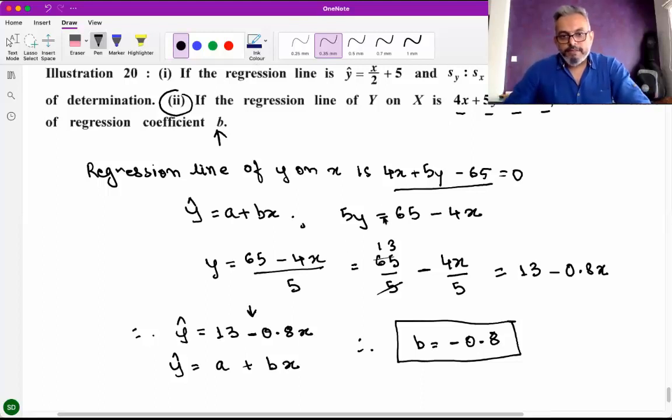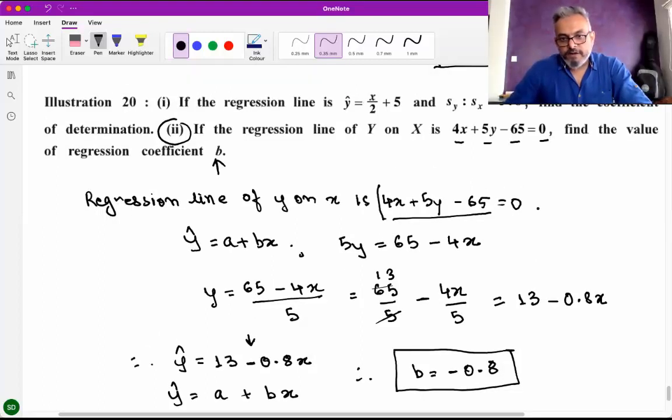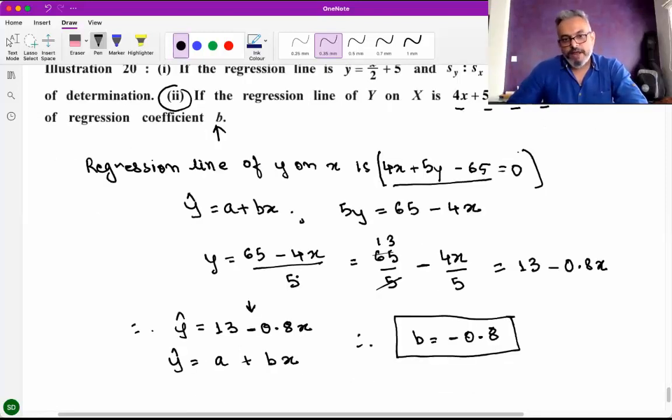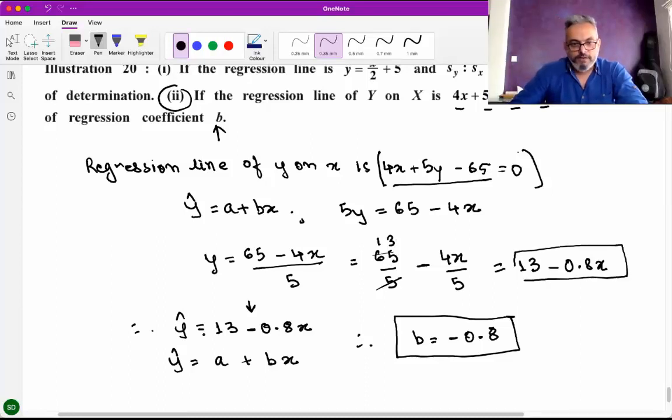So now in this sum, we already have this equation. We have to express it in terms of y. So we took y as it is. 65 on the right hand side became minus 65, became plus 65, and 4x became minus 4x. Now this 5 will come down. So 65 minus 4x whole upon 5. When we simplify, we take 65 upon 5 minus 4x by 5. So 5 13s are 65, so we get 13 minus 0.8x. Now we compare it with the equation y on x, we get b is equal to minus 0.8. Answer.